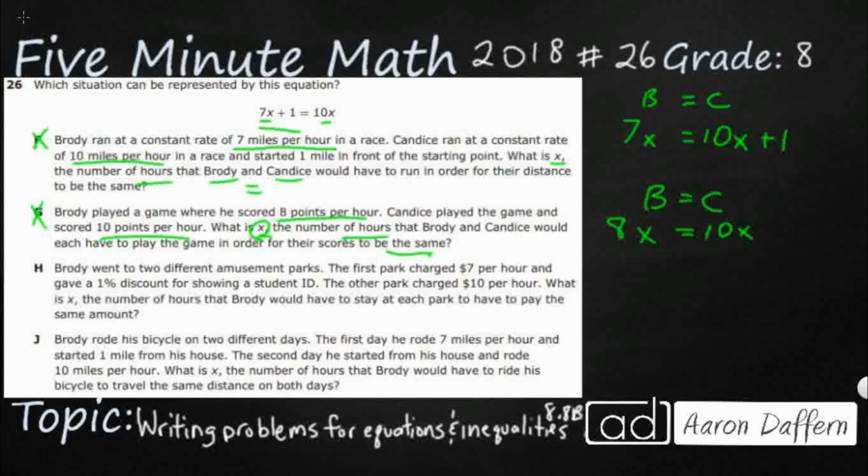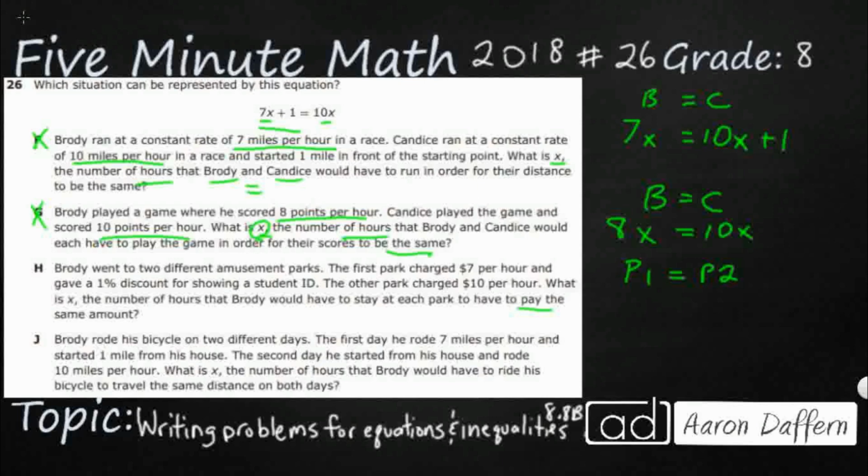Brody went to 2 different amusement parks. The first park, all right, looks like there's no Candace here. $7 an hour. Wow, $7 per hour to go to an amusement park? That's kind of weird to be charged per hour. Gave a 1% discount for showing a student ID. The other park charged $10 an hour. What is x, the number of hours that Brody would have to stay at each park to pay the same amount? Okay, so instead of Brody and Candace, this is park 1 needs to equal park 2. Park 1 equals park 2.